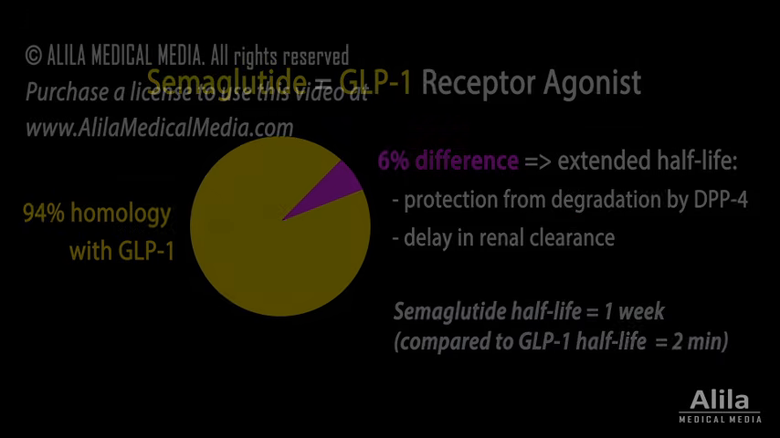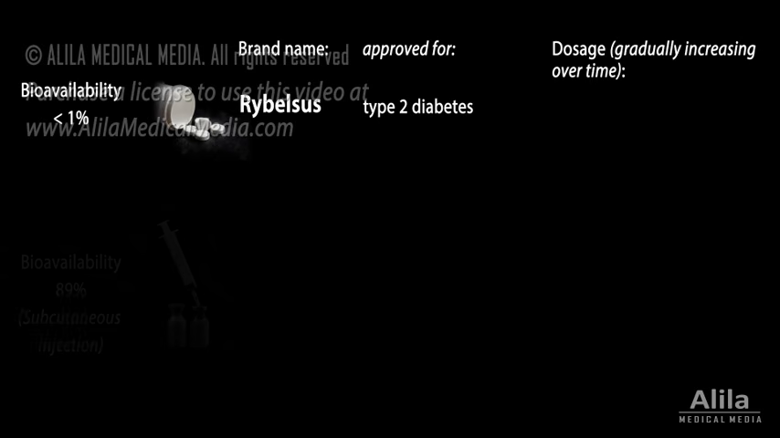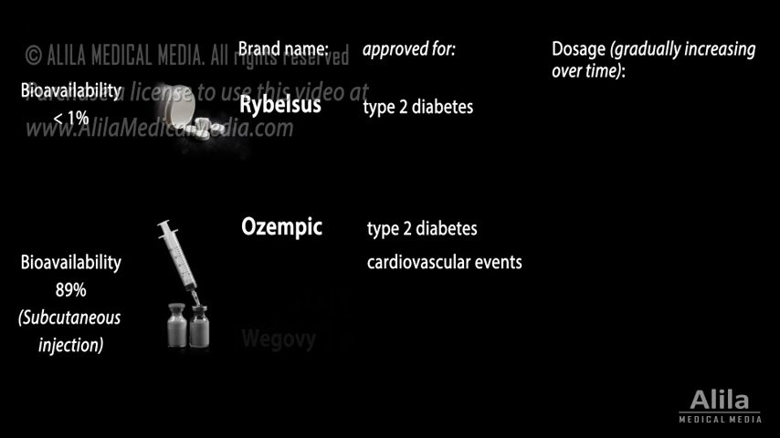Semaglutide currently exists as 3 brand-name medications, one in tablet form to control blood sugar in type 2 diabetes, and 2 in injectable form: Ozempic, for management of type 2 diabetes as well as adverse cardiovascular events, and Wegovy, a higher dose preparation for treatment of obesity.